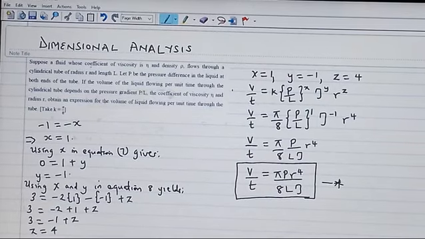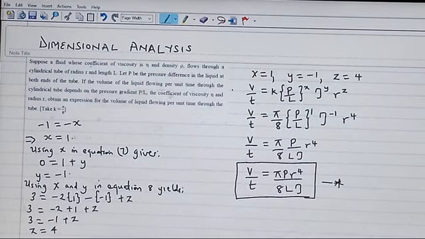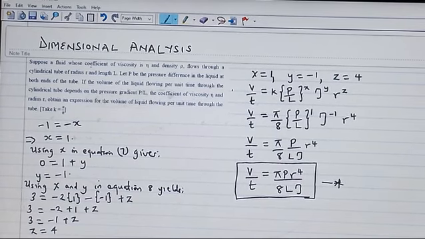So you have seen from these two examples that we can use dimensional analysis to obtain a relationship between different physical quantities. Now, subsequent lectures will also look at one or two problems on how to establish a relationship between different physical quantities using dimension.